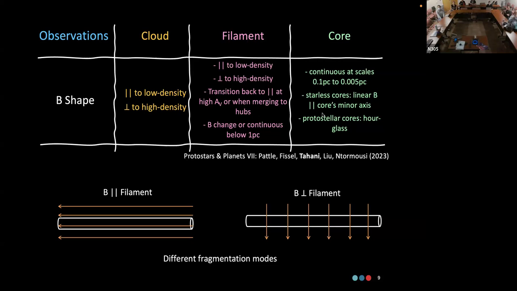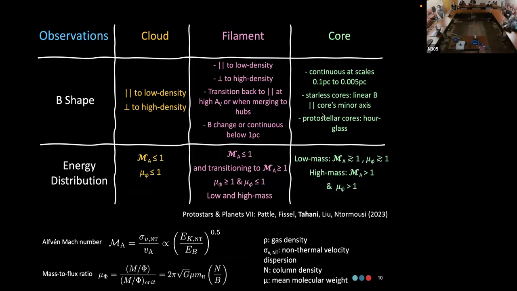So understanding the orientation of magnetic fields is very important for understanding the roles that they play in the star formation process. But we can also get information about the strength of the magnetic field. So when we look at the energy distribution of the magnetic field with respect to turbulence or gravity, in cloud scales, we see that magnetic fields are dominating the system. So the systems are sub-Alfvénic, meaning that they're stronger than turbulent energies, and they're subcritical, meaning that they're stronger than gravitational energies.